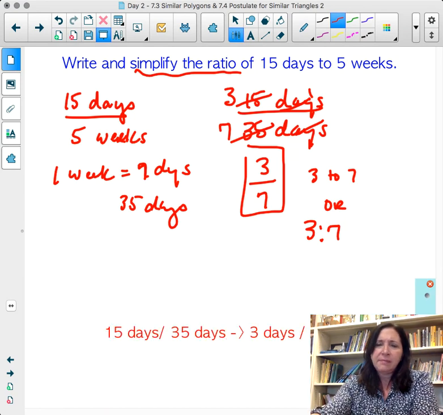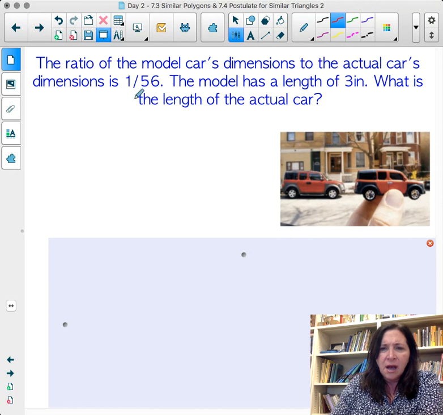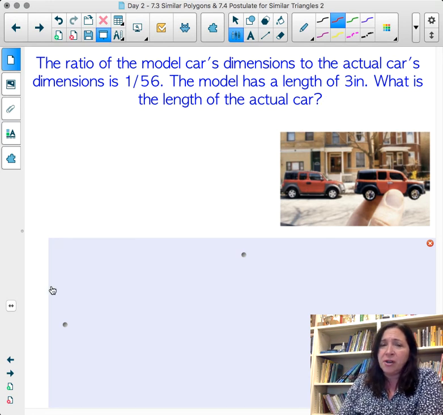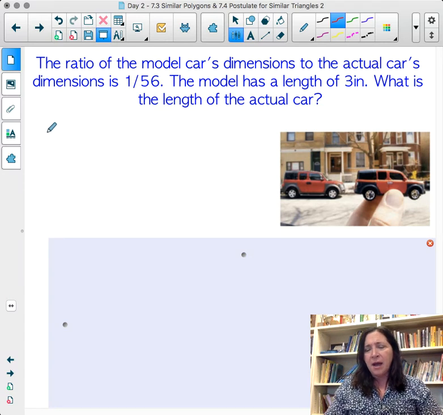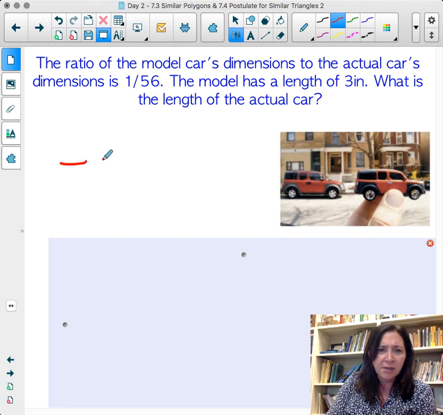And that's just that. Okay, so this one right here is the ratio of a model car's dimensions to the actual car. So see, this is a miniature. What are our dimensions? 1 to 56. It says the model has a length of 3 inches. So what is the length of the actual car? So in this case, you've got a ratio right here of 1 over 56. And it has a length. So how do I find the length of the actual car? So that's your unknown. So take a minute and I would pause the video and try to come up with what your proportion is going to equal.